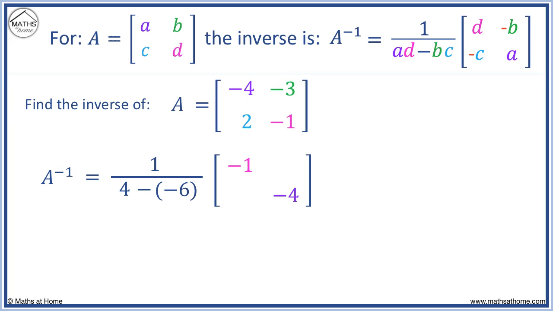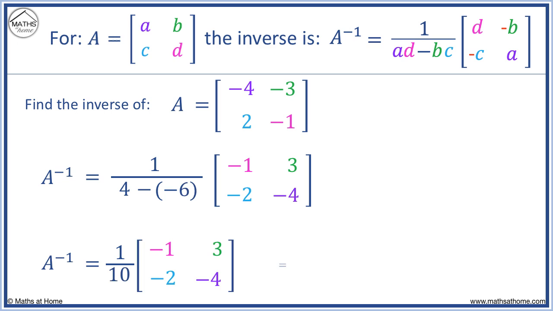Because -3 is negative, it becomes +3. 2 becomes -2. We obtain 1 over 4 minus -6 is the same as 4 plus 6, which is 10. Now we find 1/10 of each of the values inside the matrix to obtain our answer.